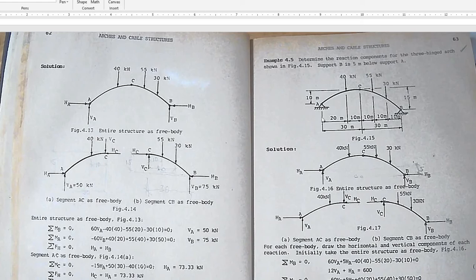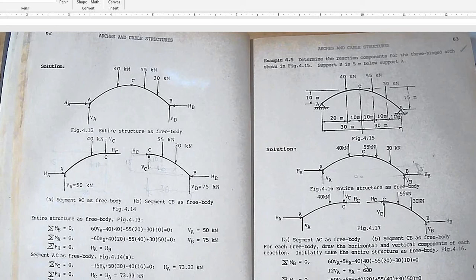Okay, so we have here 60 times VA, positive siya dahil clockwise direction, taking moments at B, ano? Yung 60, yan yung distance, 30 plus 30, okay? Dahil meron kang VA. VA is the vertical reaction at A. And then, 5H sub A. Yung H sub A is horizontal at A. Its lever arm is 5 meters. Okay, ayan. From HA to point B, you have a distance of 5.